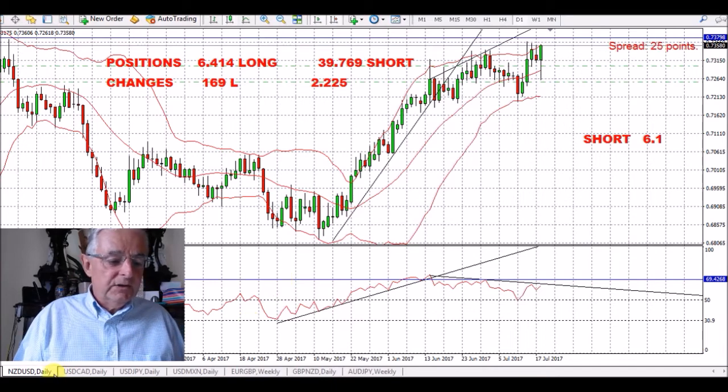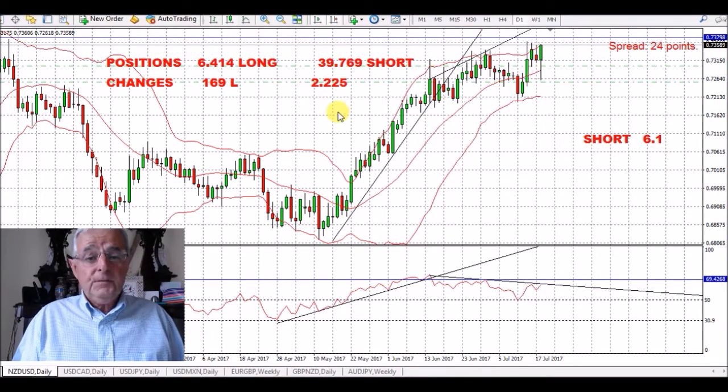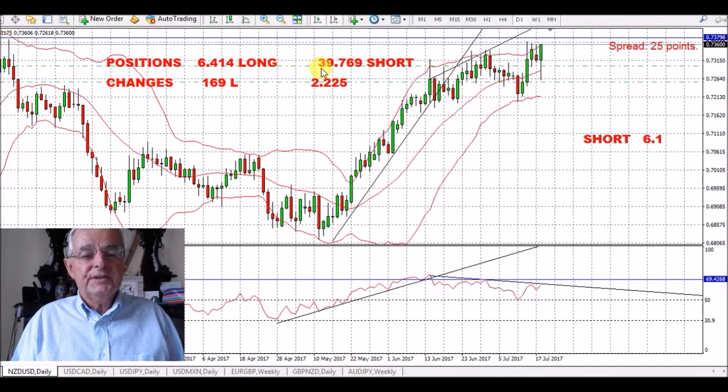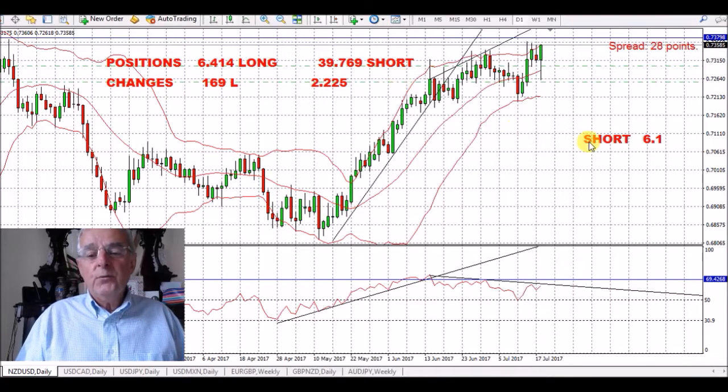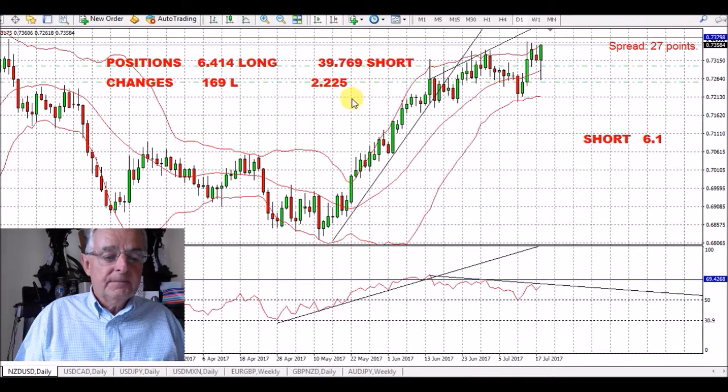We'll start with the New Zealand dollar, US dollar. We're 6-1 short on the commercials. We get that from the difference between the long and the short position. So if we take the 39 and divide it by the 6, it's 6.1 times more shorts than there are longs.